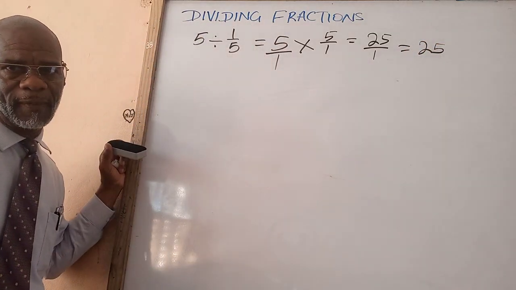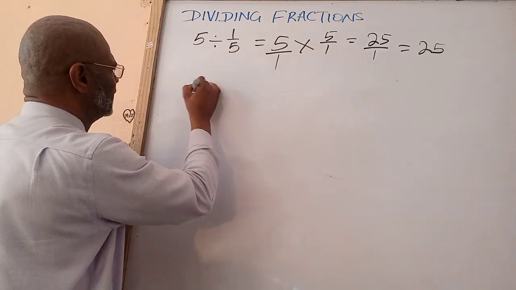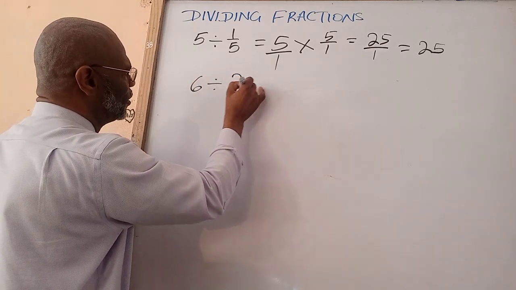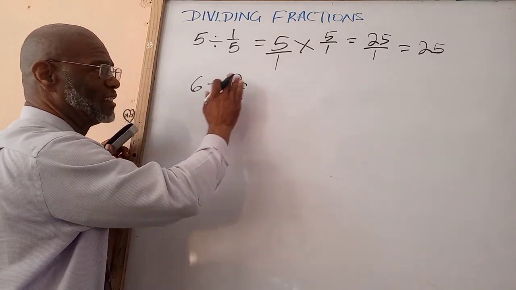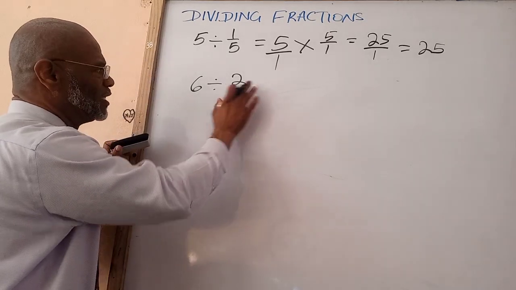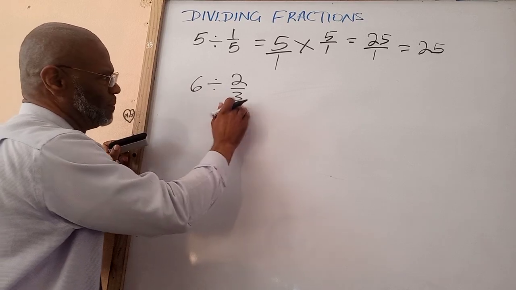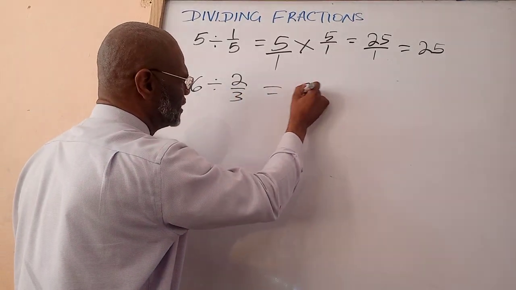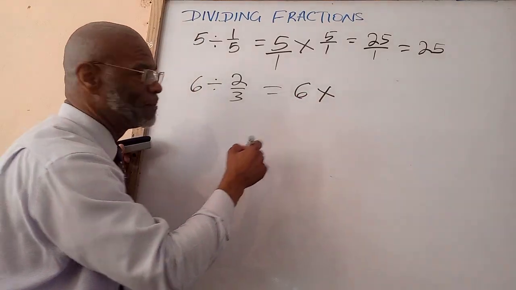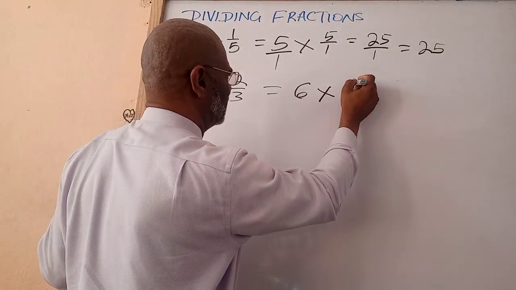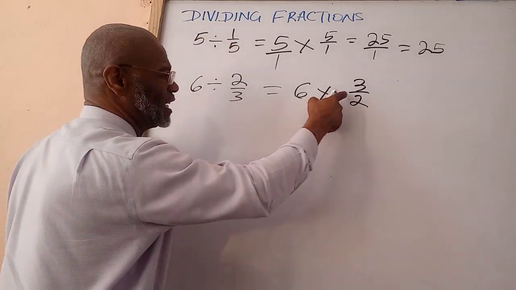Good? Now, let's say we have 6 divided by 2/3. So now, we are going to change the sign and flip. So we say keep, change, flip. We keep the 6, we change the sign from division to multiplication, and we flip the fraction, that will give us 3 over 2. So we keep, change and flip.